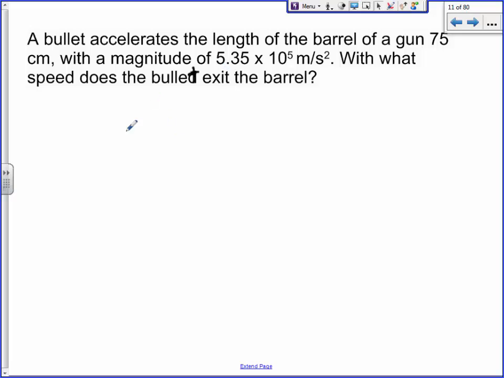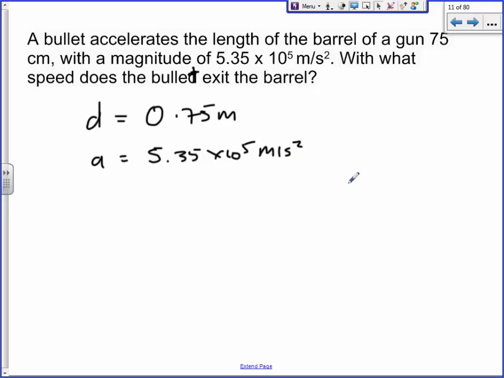Start writing them up. We have a distance of 75 centimeters. Can you guys convert that to meters in your heads? Yeah. What do you need to do to get centimeters back to meters? Times 10 to the negative 2. Essentially, you need to move the decimal place back twice. So it's 0.75 meters. So there's our distance. We have an acceleration value of 535 times 10 to the 5. That's incredibly fast acceleration. But that's all it seems like it has.